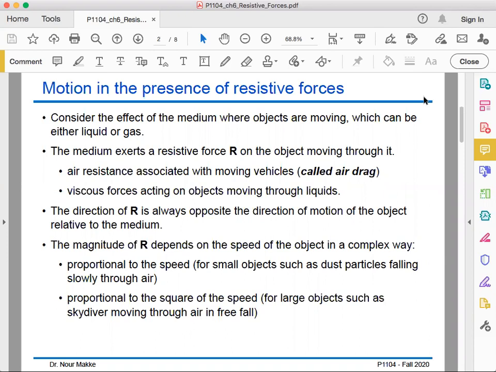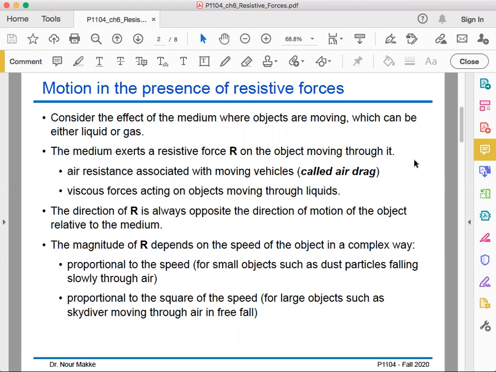So in this case, what happens is that the medium exerts a resistive force on the object that is moving through this medium. And we denote this resistive force by capital R. As examples, this could be the air resistance associated with moving vehicles, and we call this air drag. Also, we can mention the air resistance, which is usually associated with the free-falling object. We said that we neglect this force when we study free-falling bodies, but this resistive force still exists. Also, one other example that we can mention is the viscous forces, which act on objects that move through liquids.